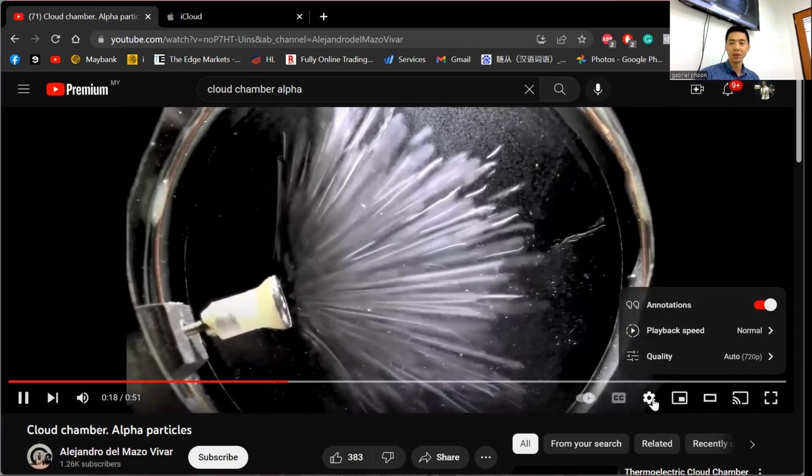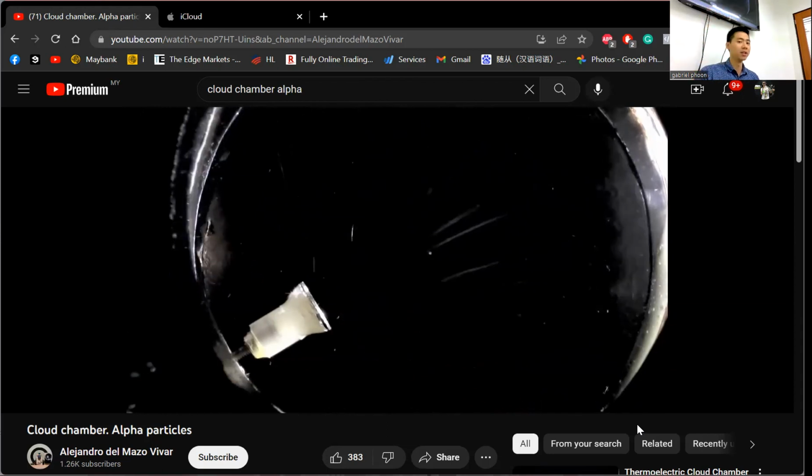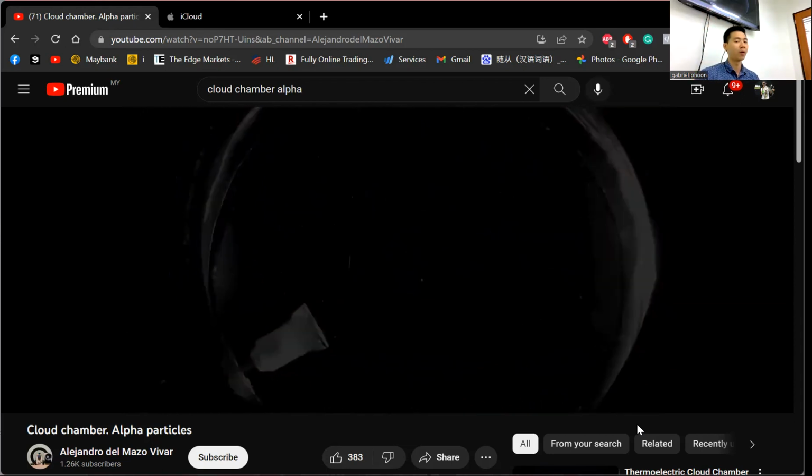Oh, is the speed 1 point. Okay, yeah. You see that every time it bursts out, right? This is essentially how they detect that there is alpha radiation.